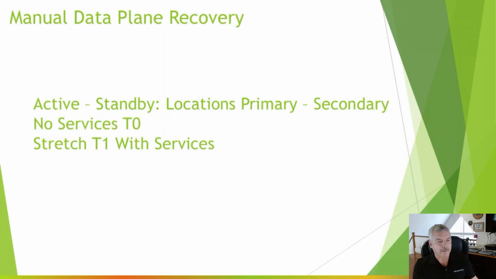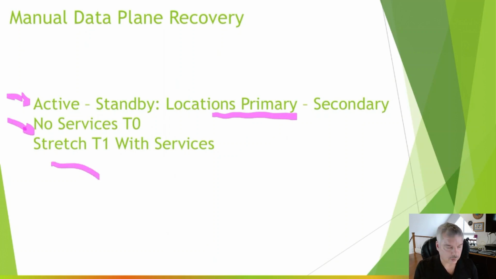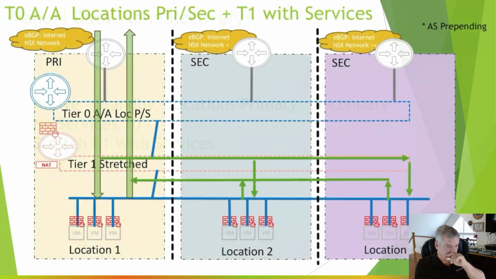I think this is the last one. Manual data recovery, active, standby, locations, primary, secondary, no services on tier 0. We're going to put services on tier 1 now. So the one we just talked about, we had services on tier 0, and we had no services on tier 1. We're going to flip that around. So again, active. Now we're going active, because now there's no services on tier 0. We can go active. And again, we're doing primary, secondary in this case.